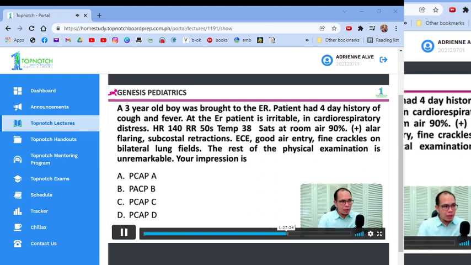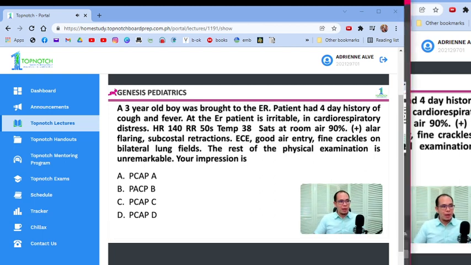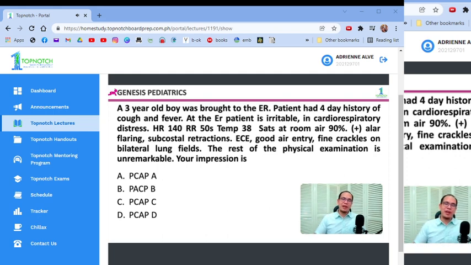Your impression is, okay, so this is pretty straightforward. All of your choices are PCAP, di ba? Mayroon siya dyan, PACP. Probably that's still PCAP, typographic error lang yan. So it's PCAP, A, B, C, or D, okay? So if the choices are not there, would you know that this is pneumonia? Of course, di ba? You have a patient with cough and fever. The patient is tachypneic, which is very sensitive for pneumonia.